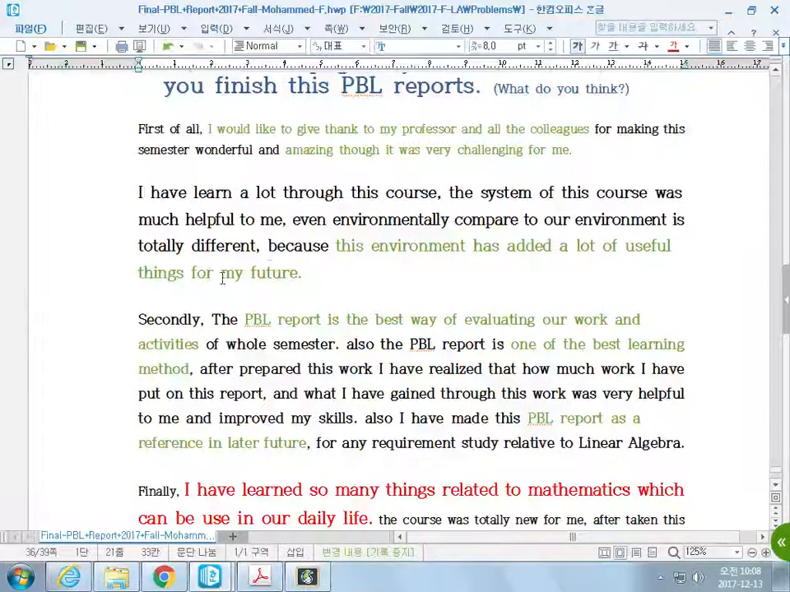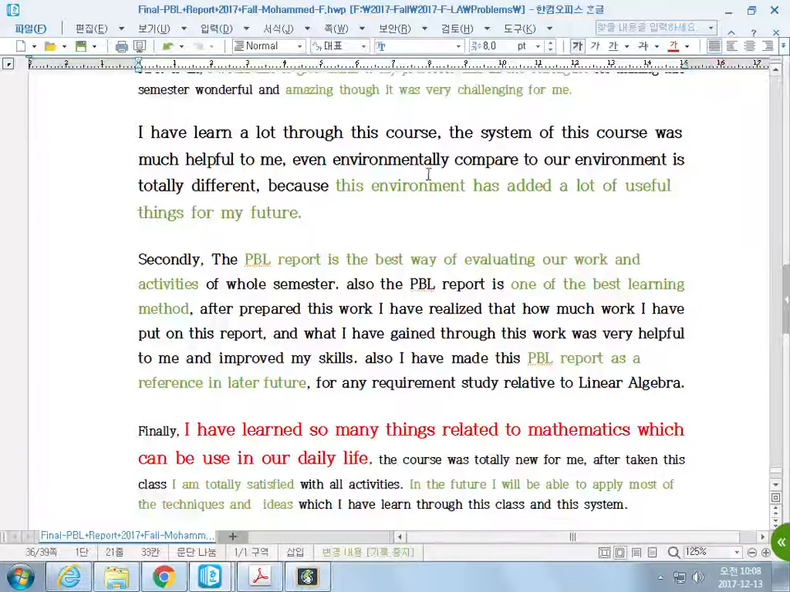First of all, I would like to give thanks to my professors in all of the colleges for making this semester wonderful and amazing. It was very challenging for me. Actually, we didn't have enough time, but because the students were participating, we had to participate. I have learned a lot through this course, actually. The system of this course was very helpful to me.